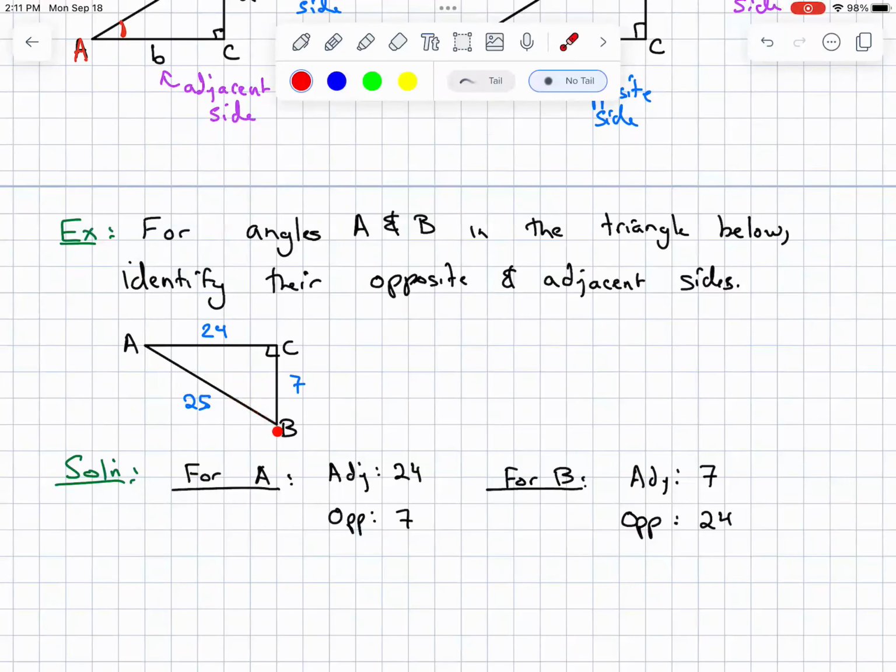Angle B is formed by these two sides. Technically speaking, the hypotenuse is adjacent to it, but when we say adjacent and opposite sides, we're talking about the legs of the triangle. So we're going to ignore the hypotenuse, even though it is technically adjacent as well. It's the non-hypotenuse side that it's touching. That's another way to think about it. So the adjacent side for B is the non-hypotenuse side, which would be 7 here.